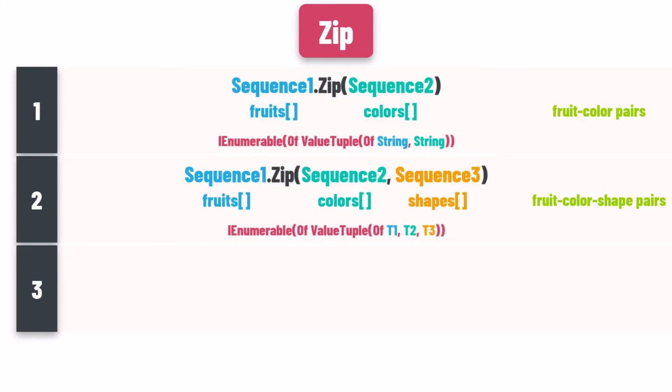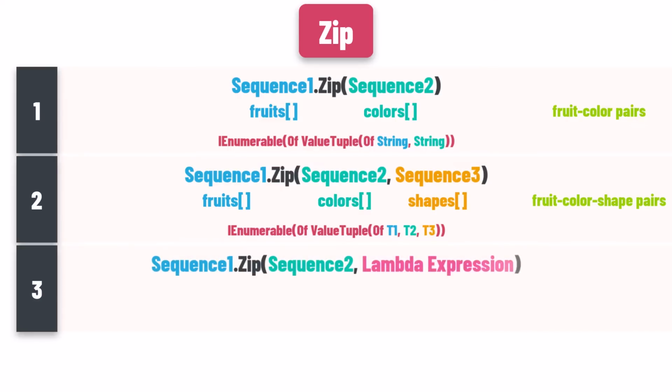The third overload is where things get even more interesting. It allows us to specify a lambda expression, a function that defines how each pair of elements from the two sequences should be combined. This is not just about merging, it's about transforming the pairs into something new. The output is an IEnumerable of the type specified by the lambda expression's return value. Now, let's explore each one of these overloads with examples to see them in action, and understand how they can be used to make our code more powerful and efficient.